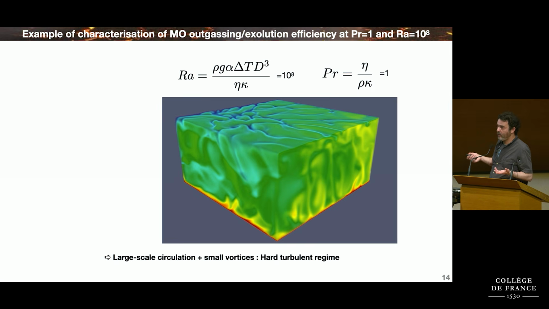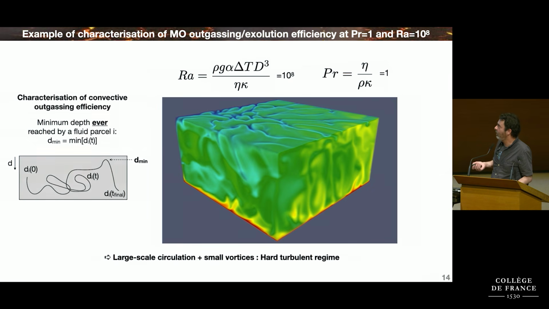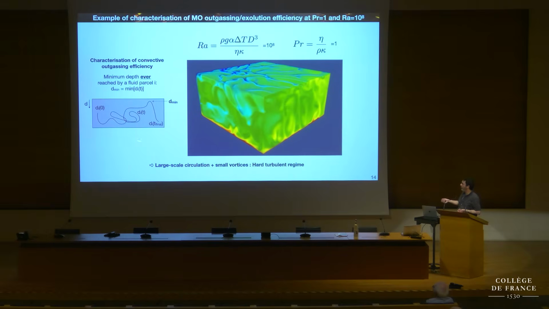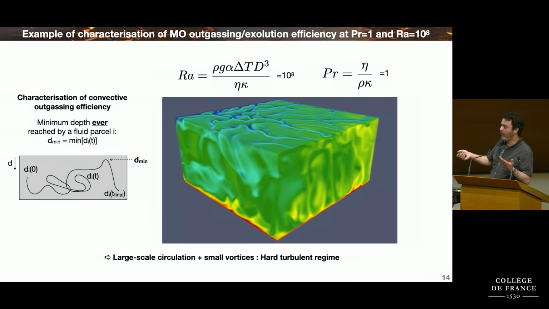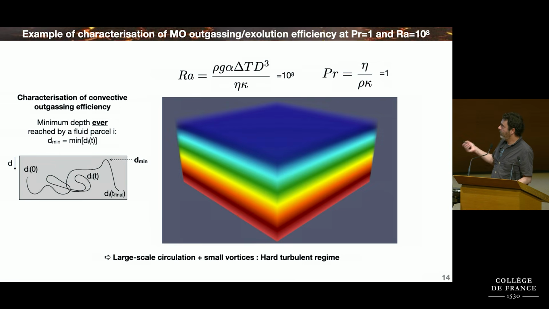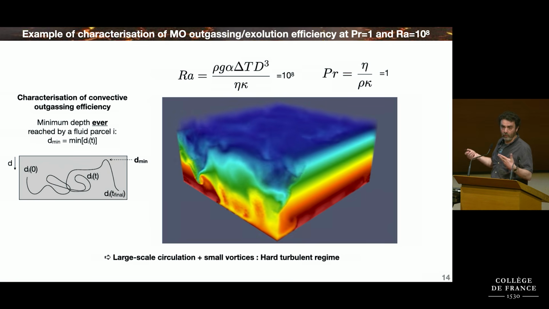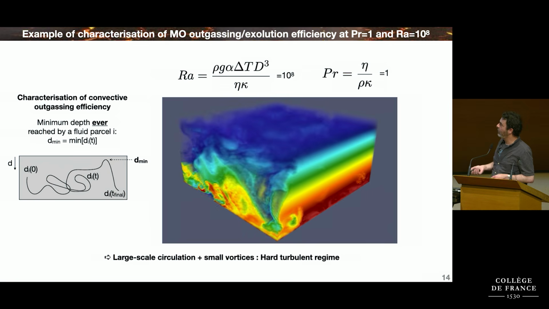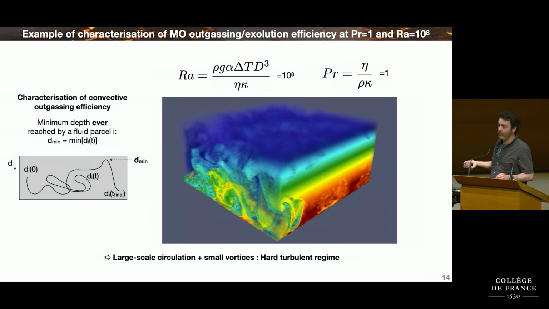In this domain we wanted to characterize the efficiency of exsolution. Basically, the efficiency of the material to bring a fluid parcel to shallow depths. And for that, we use a quantity that I call D mean, which is the minimum depth that was ever reached by a fluid parcel during its history. So this is summarized here. You follow one of these fluid parcels, and at some point it will reach its minimum depth. This is what we want to track, everywhere in the model domain. Initially this is the distance to the surface, but with time it's going to decrease because convective motions are bringing material to shallow depths, so D mean is bound to decrease with time.